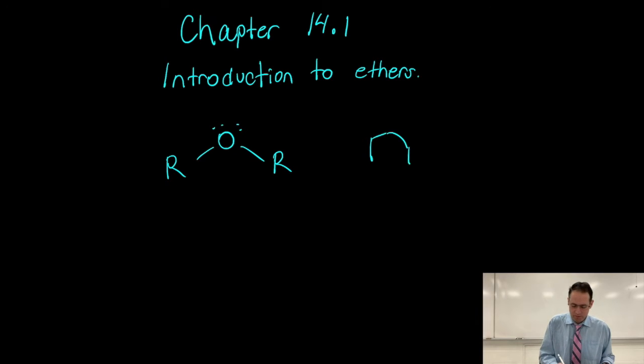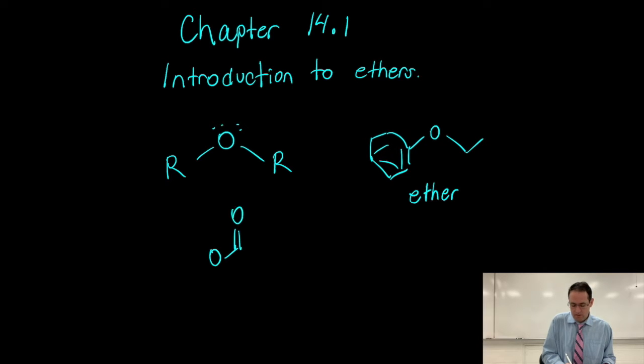So for example, if you have something like this, we just have a simple carbon surrounding an oxygen and another simple carbon on the other side of that. So this is an ether functional group. Don't confuse this with a carboxylic acid, for example. That is a carboxylic acid, not an ether.